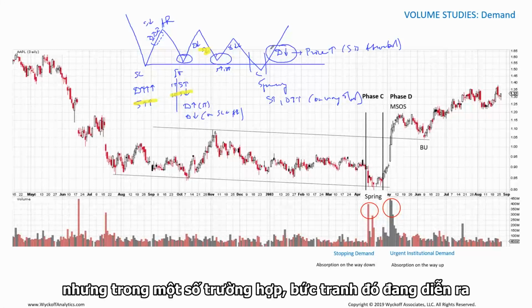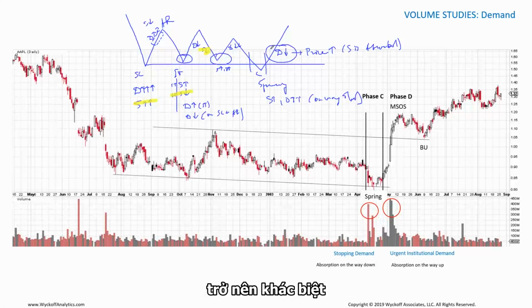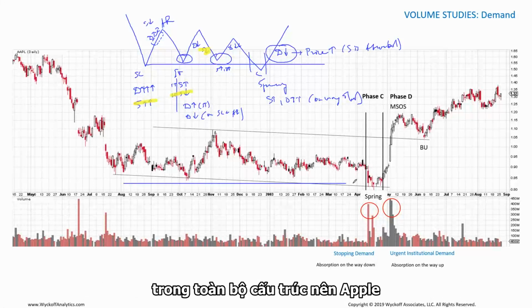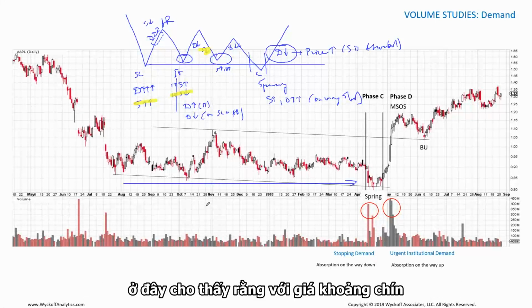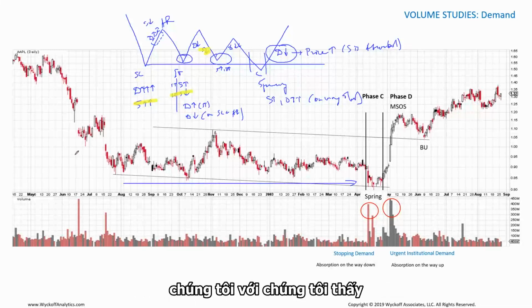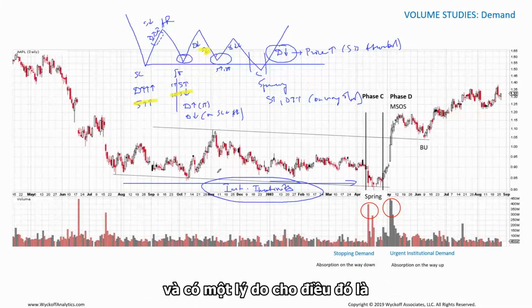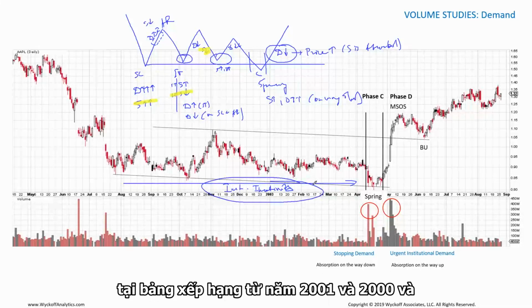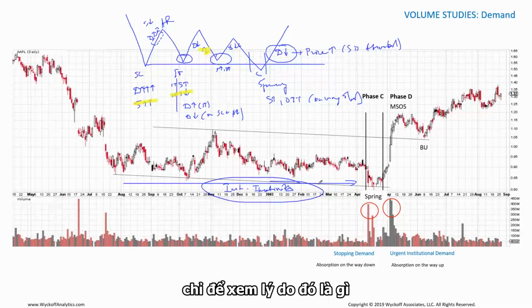But in some cases, that picture is going to be different. In some cases, we're going to have a lot of inactivity throughout the whole structure. So Apple here shows that for about 9 months or so, we see institutional inactivity. And there is a reason for that. There is a long-term reason for that. And that long-term reason, you will have to look at the chart since 2001 and 2000 and just kind of see what that reason is on the long-term chart.